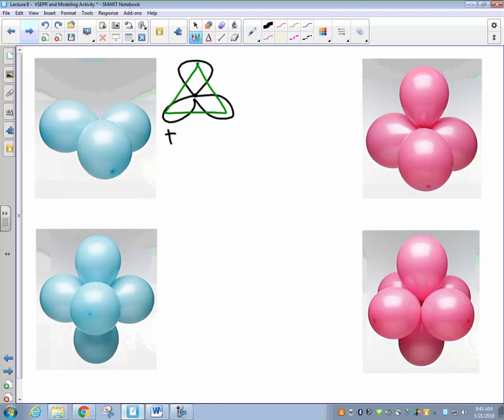So again, we call this trigonal planar geometry. And that trigonal planar geometry occurs when you have 3 domains, that is 3 balloons around a single central atom. All of the domains being occupied by atoms. That is, none of the domains are occupied by lone pairs of electrons.